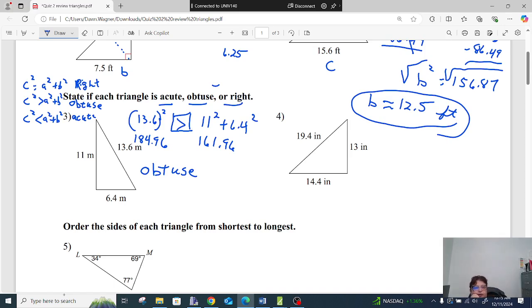So over here, what's your largest side? 19.4. I'm going to square it.